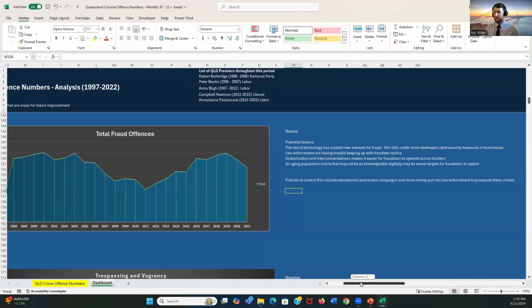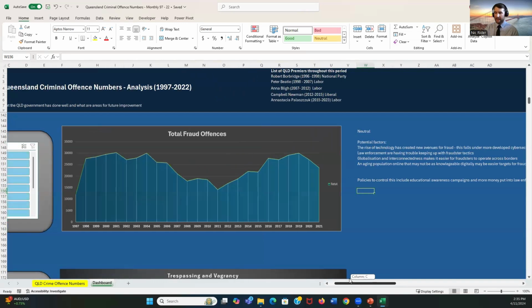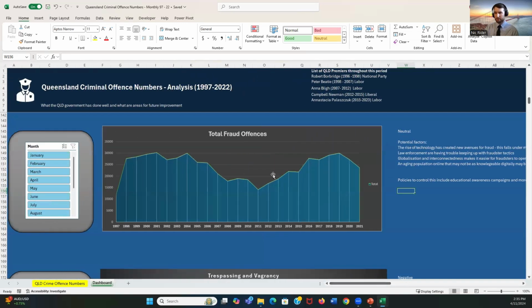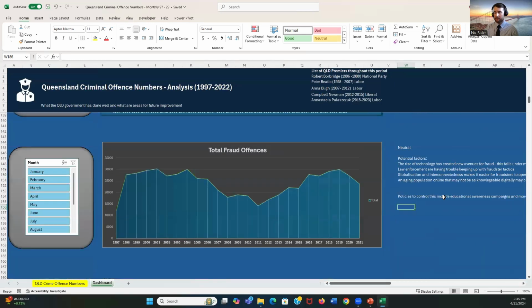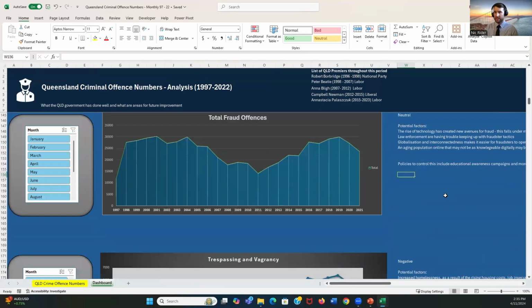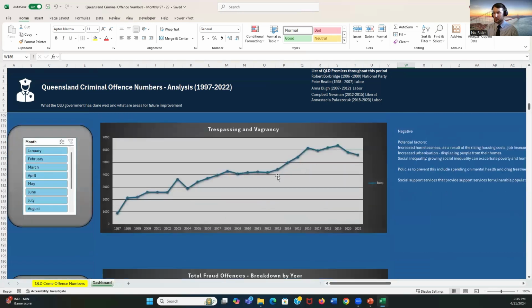Globalization and interconnectedness means it's easier for fraudsters to operate across borders, in addition to an aging population, where fraudsters typically target the vulnerable and the elderly. Policies to control this, once again, are educational awareness campaigns to ensure that the elderly are protected and educated on what to identify when shopping online, or who to give their details to.